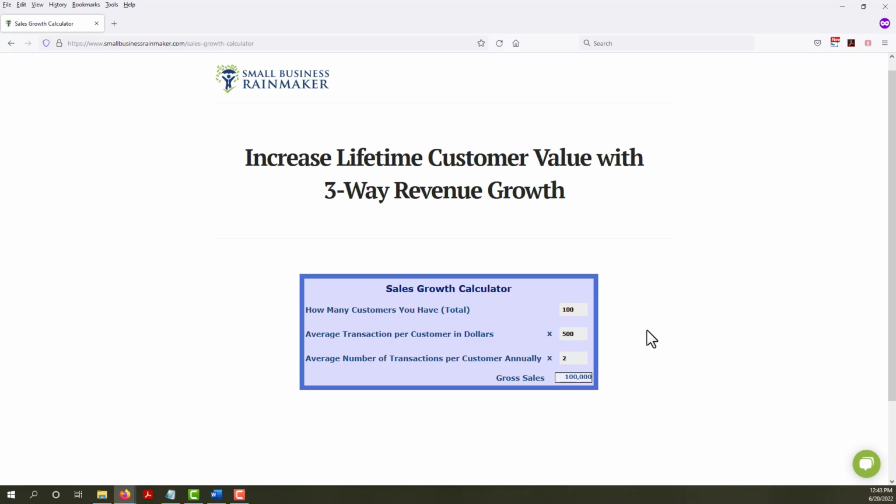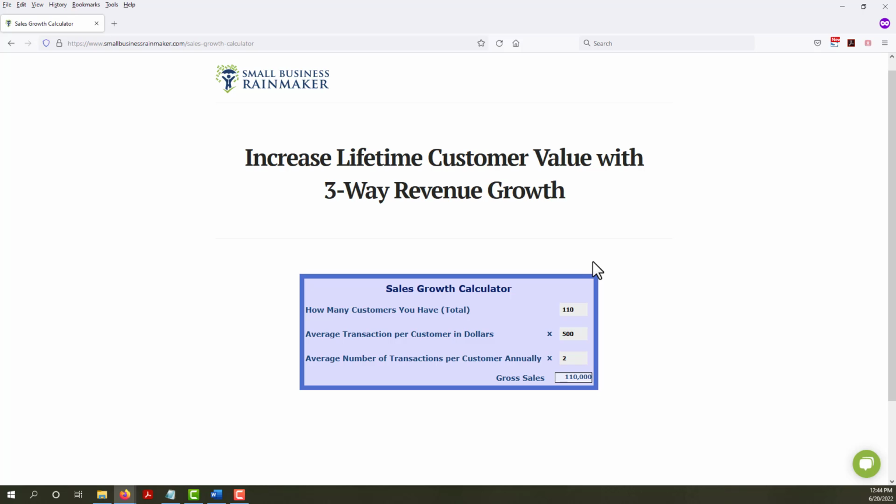So let's see what happens when we grow the number of customers per year at 10%. 10% of 100 is 110. And we're going to have the same average transaction and the same average number of transactions. And that gives us $110,000 in revenue.